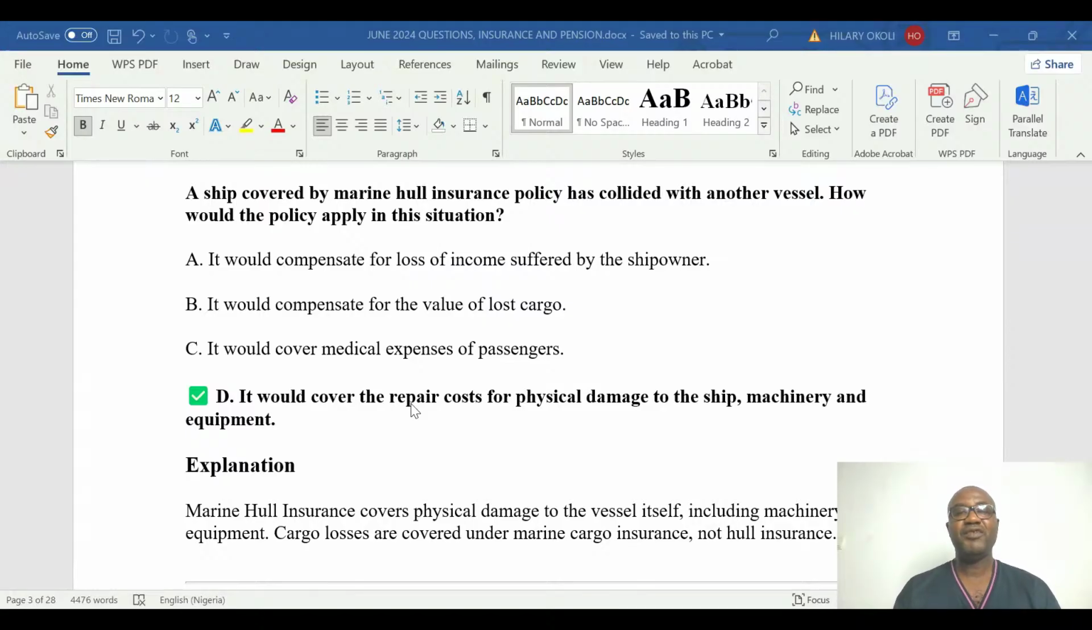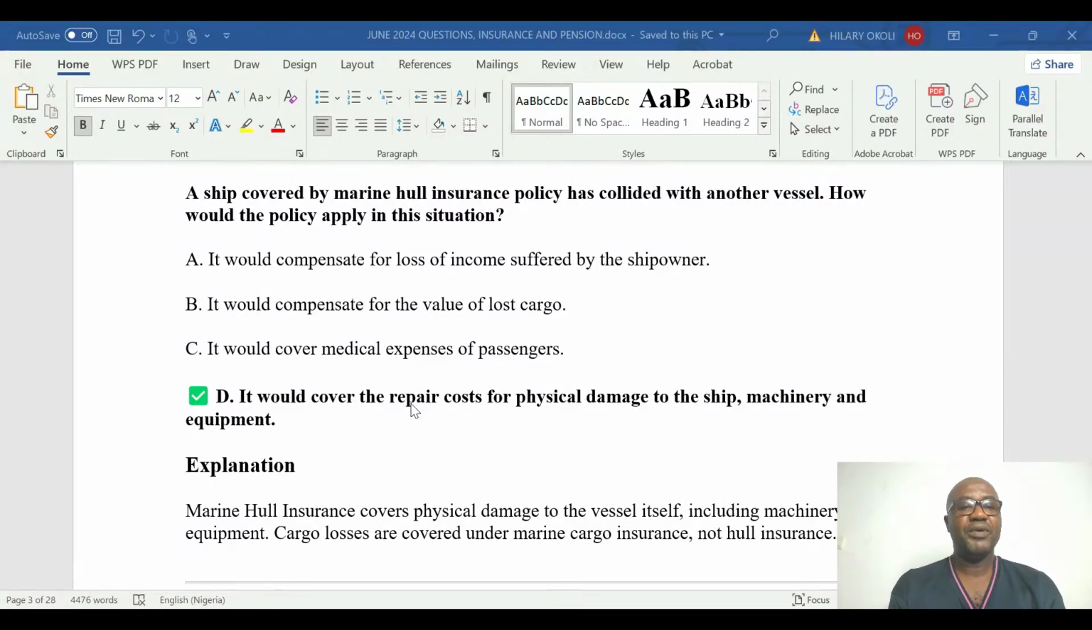But other damages, maybe to life or goods and all that, are not considered, because at the point of insurance, the event that was considered did not include those items. Of course, we wouldn't know what the items will be. So what we did is to insure the ship, and with this collision that has happened, we have to repair and restore the ship to its former status. So A wouldn't be the answer.